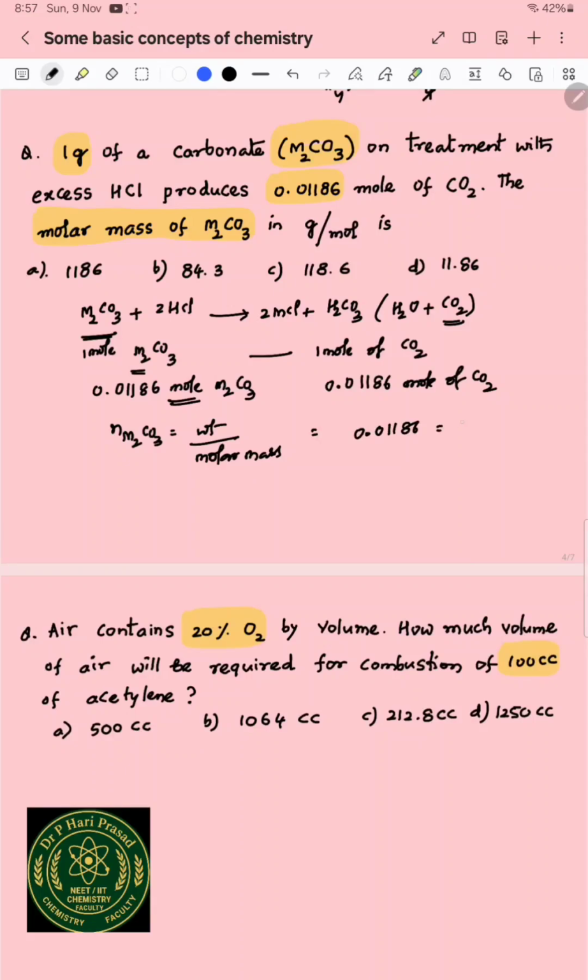0.1186 is equal to 1 by molar mass, right? So now the question is asking molar mass only. Now student, can I write molar mass is equal to 1 by 0.01186, right? So just simplify, student, we will get the answer 84.3 gram per mole. So you can check that.